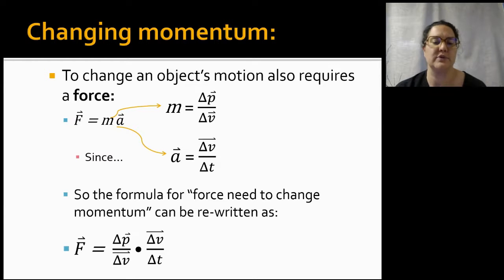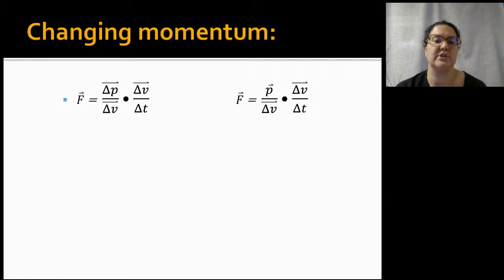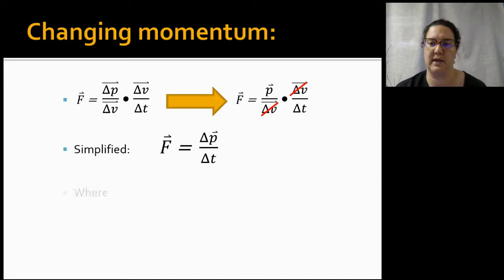We can cross out those two velocity terms because they would be the same, and we simplify this as force equals a change in momentum divided by a change in time. And this formula, again, will be in your data booklet.